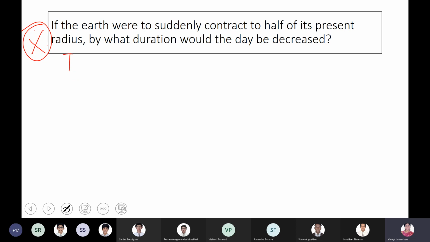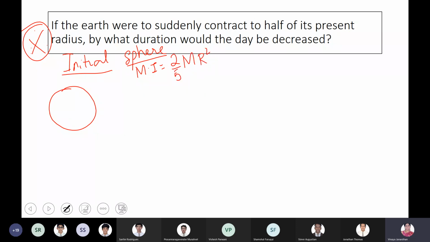So what we'll do is, initially, let me consider the earth. Earth is a sphere. So always you should learn by heart the moment of inertia of a sphere. It is 2 by 5 mr squared. Otherwise, this will not be given. So the moment of inertia of this sphere is 2 by 5 mr squared. Initially, the radius of the earth is r1, right? It has a moment of inertia I1, right? And it has a mass m.